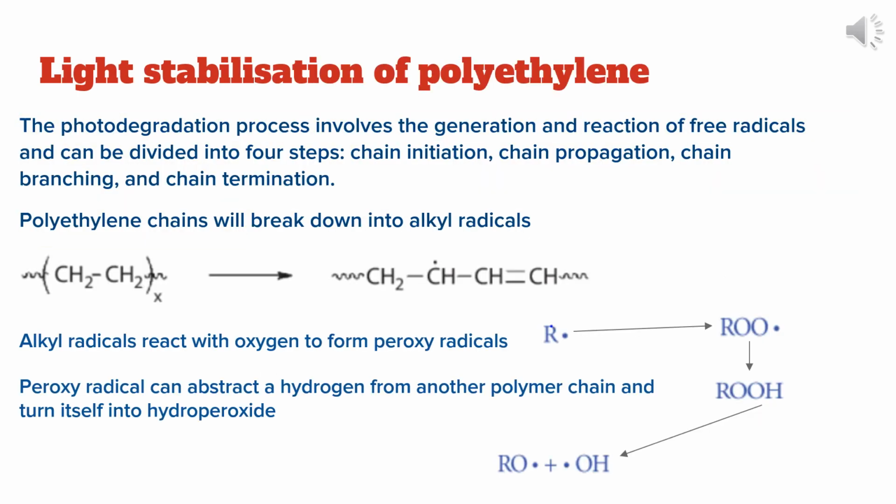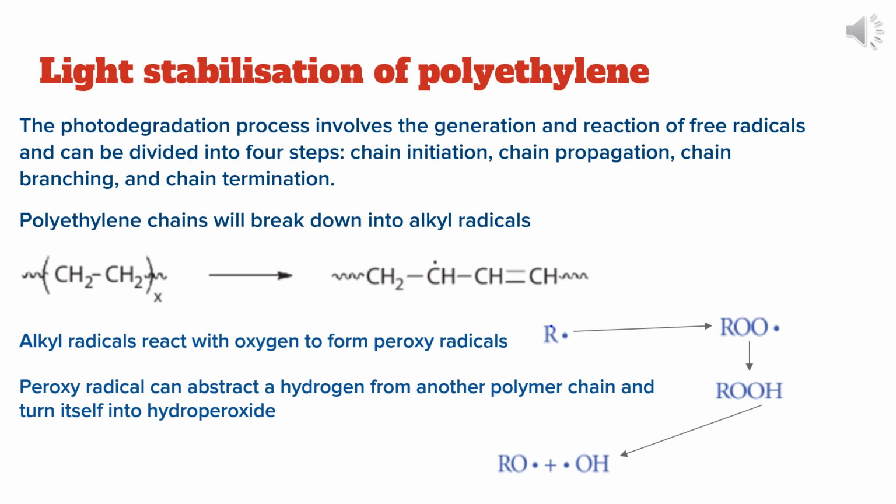The photodegradation process involves the generation and reaction of free radicals and can be divided into 4 steps: chain initiation, chain propagation, chain branching, and chain termination. In the initiation step, free radicals are generated. Alkyl radicals are very reactive and can quickly react with oxygen to form peroxy radicals, which is the reason why oxidation is always coupled with photodegradation at ambient conditions.